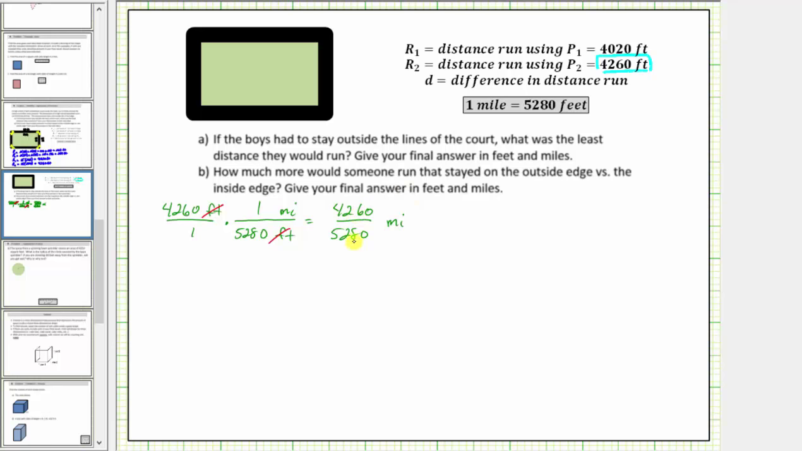And now we simplify the fraction. 4,260 and 5,280 share a common factor of 60. So to simplify, we divide the numerator and denominator by 60, which gives us the simplified fraction of 71/88, and the units are now miles. So now we know if the boys stay outside the lines of the court, they will run at least 4,260 feet, which equals 71/88 of a mile.